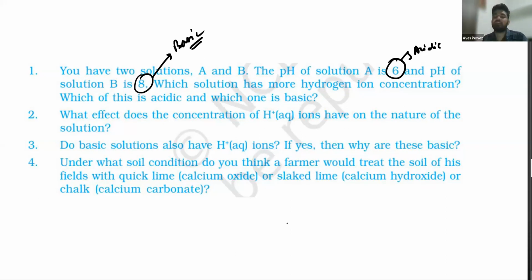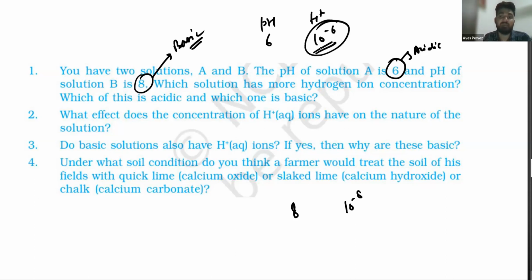The more the pH, the lesser will be the H plus ions. So we have written this statement in your copy that the lesser the pH, the more will be the H plus ion concentration, because pH is inversely related to H plus ion concentration. If the pH is 6, then the H plus ion concentration would be 10 to the power minus 6. And if the pH is 8, then the H plus ion concentration will be 10 to the power minus 8. So you can see that the H plus ion concentration of solution A is 100 times more than this one. Okay, got it? Shweta, yes, sir. Tejasvi, yes sir. Understood?